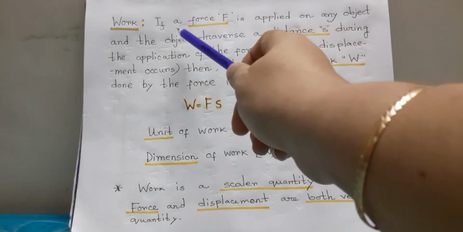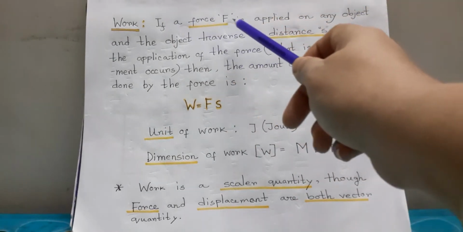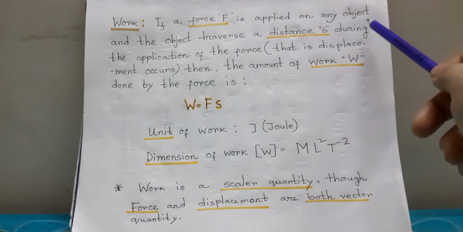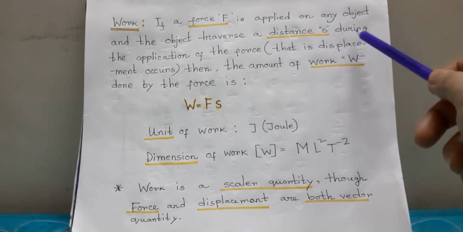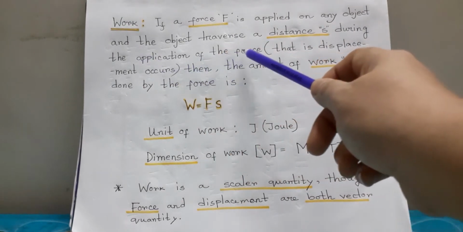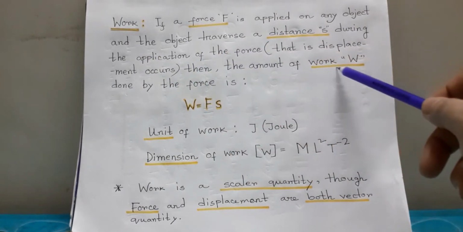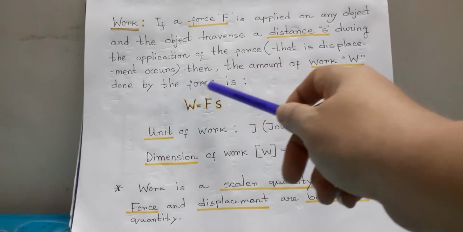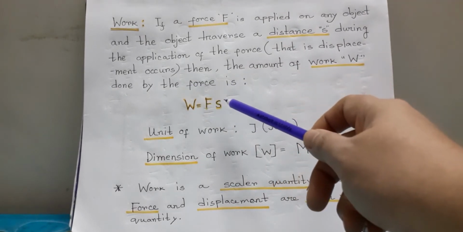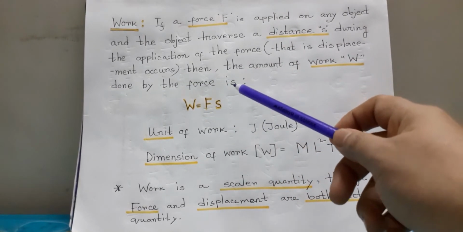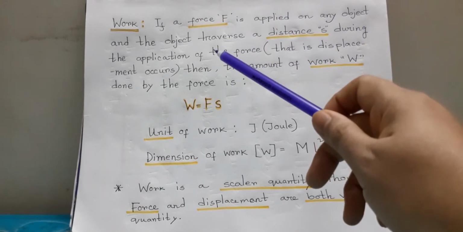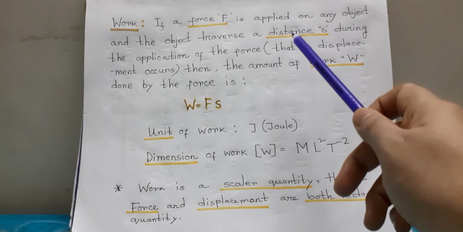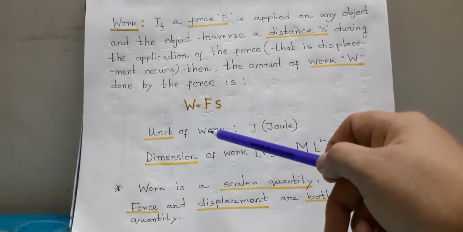Now I come to explain. If a force F is applied on any object and the object traverses a distance s during the application of force, then the amount of work W done by the force is W equal to Fs. That means if force is applied on any object and the object traverses a distance, then the work is done.